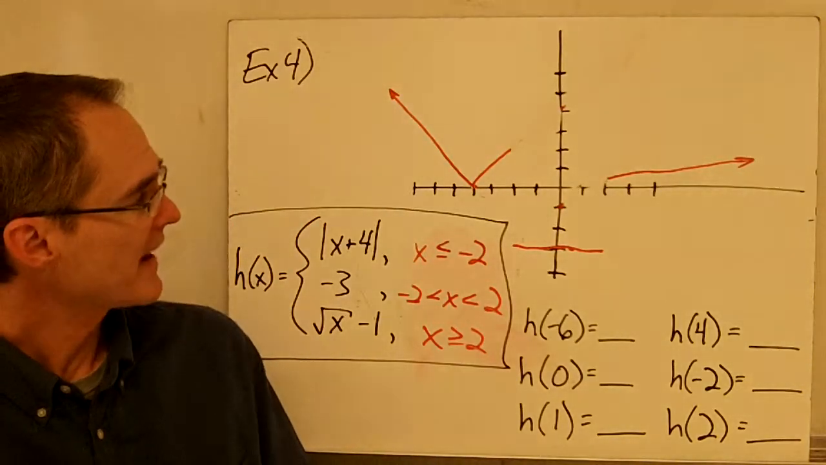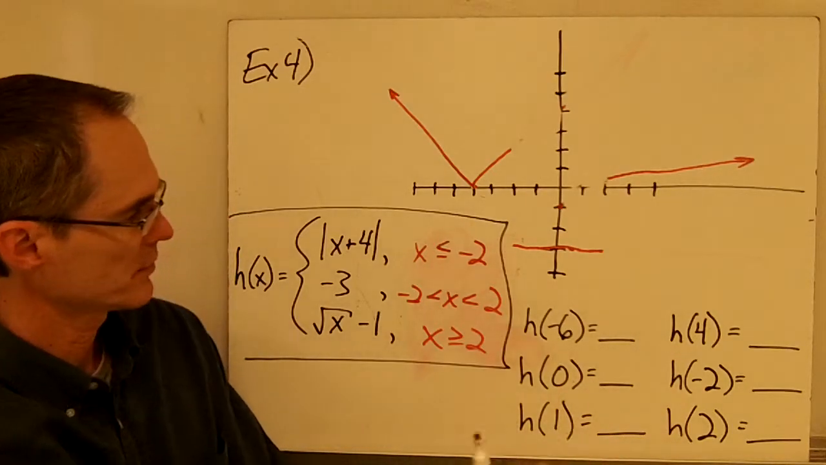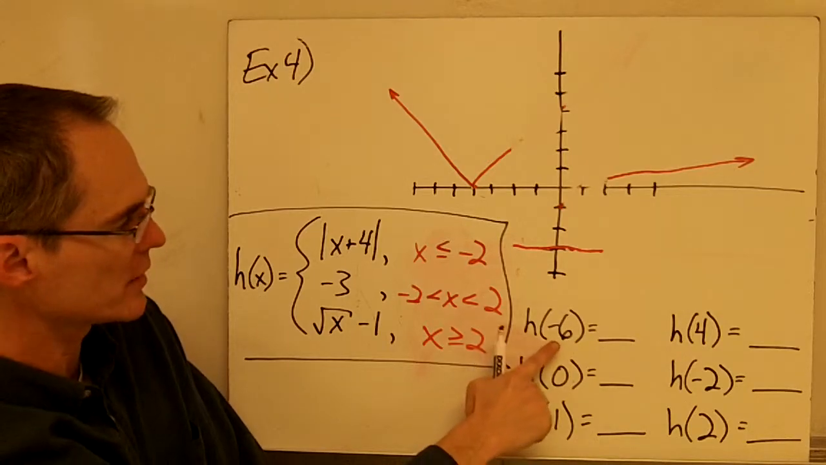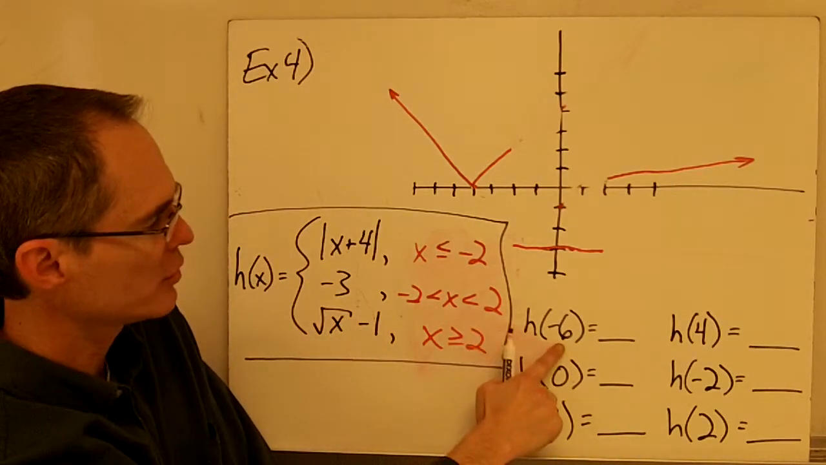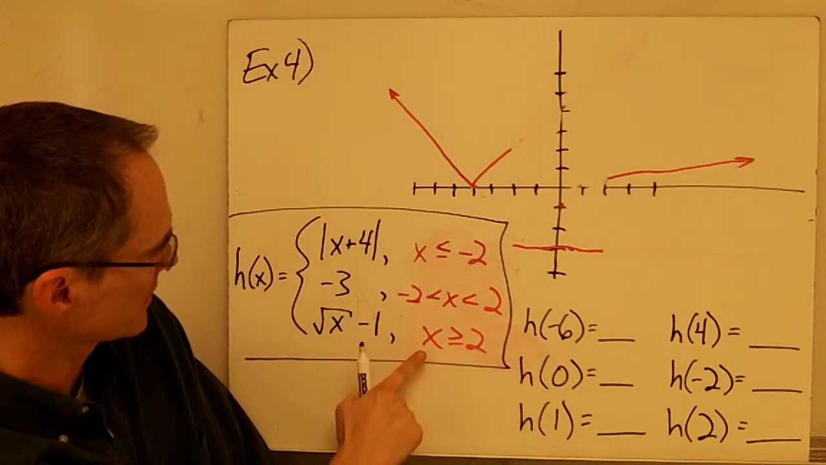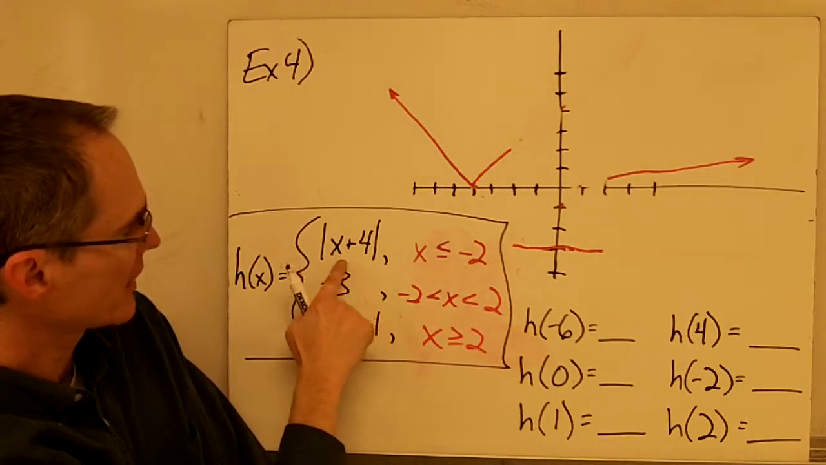Okay, so let's evaluate our function for each of these different values of x. All right, so down there at the bottom you see h of negative 6. Well, I know how to do this. I just find out which one of these pieces I'm going to use when x is negative 6. X is negative 6, so when x is less than or equal to negative 2, I use this function.